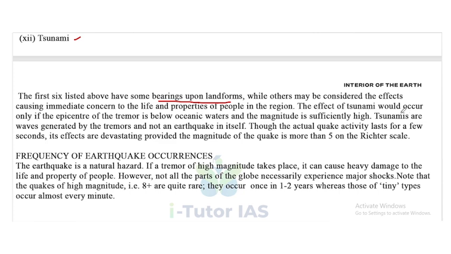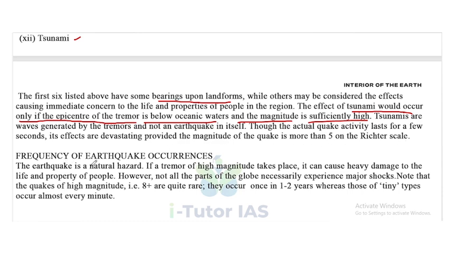The effect of tsunami would occur only if the epicenter of the tremor is below oceanic waters and the magnitude is sufficiently high. Tsunamis are waves generated by the tremors and not an earthquake itself. Though the actual quake activity lasts for a few seconds, its effects are devastating provided the magnitude of the quake is more than 5 on the Richter scale.